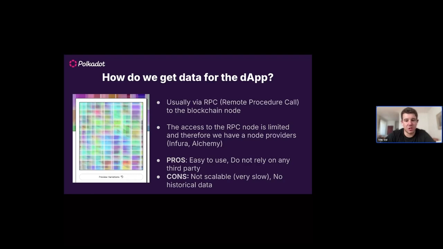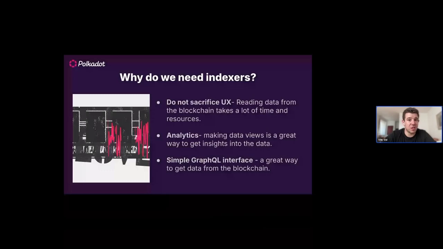Plus you don't have any historical data, because anything you get from the RPC node is just the state. You don't have any historical data. So if you want to check how the balance changed on a particular token, you cannot see it without any database. So why do we need an indexer?